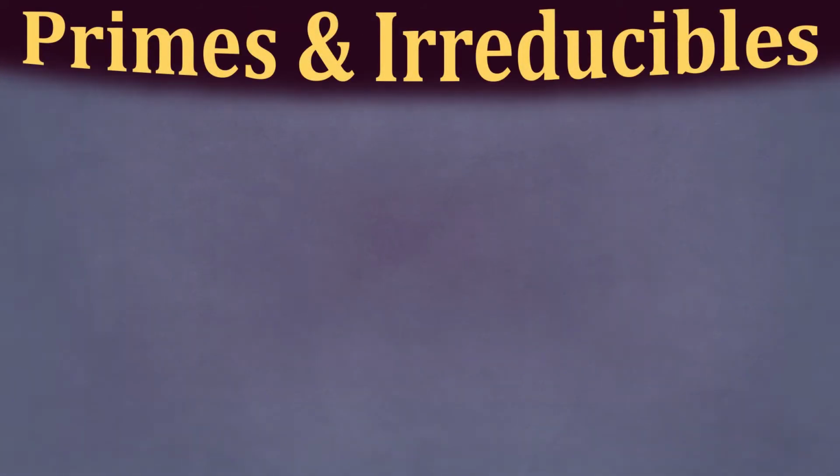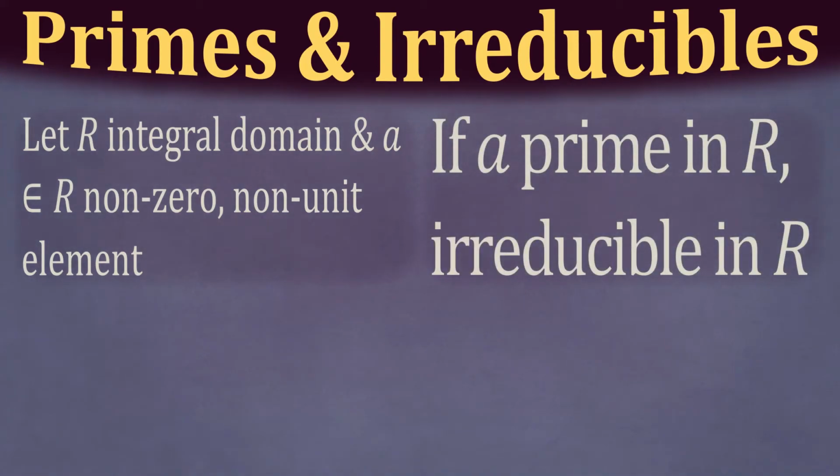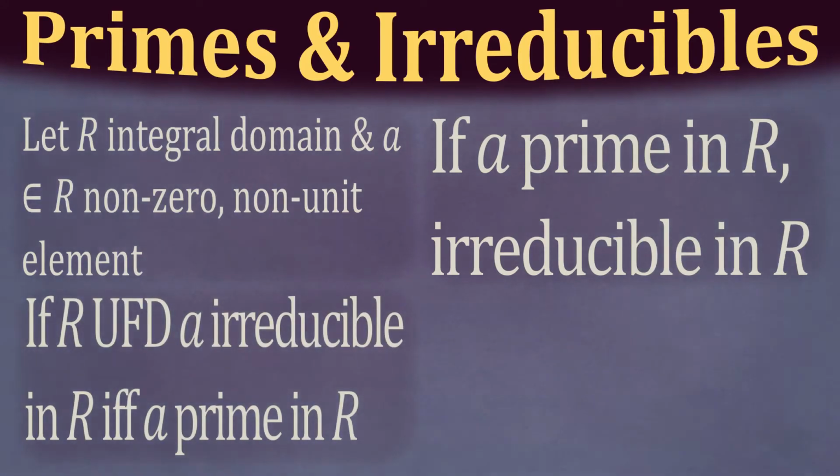Now, let's describe how primes and irreducibles relate. Let R be an integral domain and let a in R be a non-zero, non-unit element. If a is prime in R, then it is irreducible in R. If R is a UFD, then a is irreducible if and only if a is prime in R.